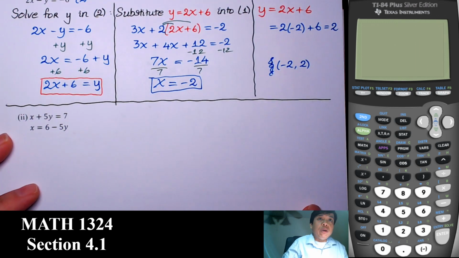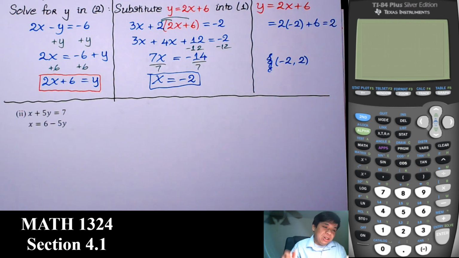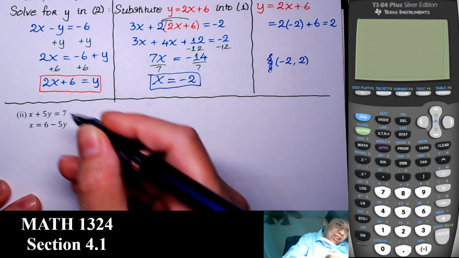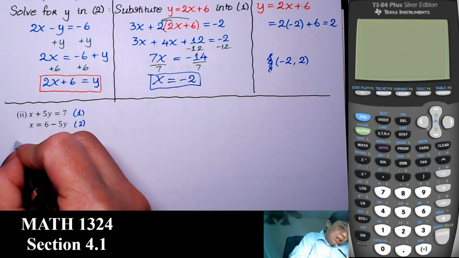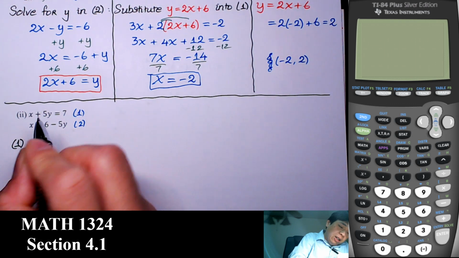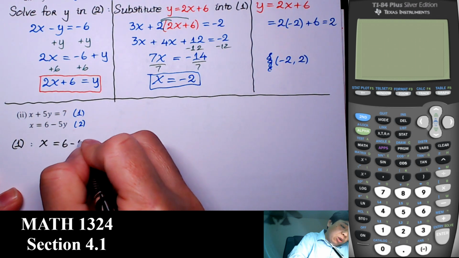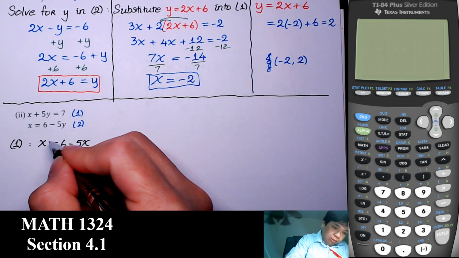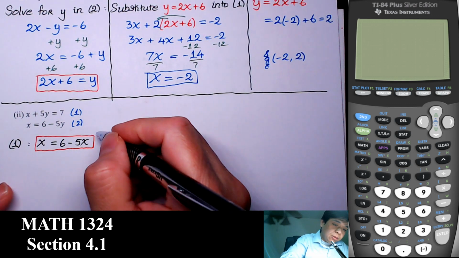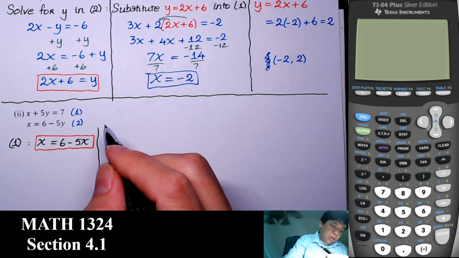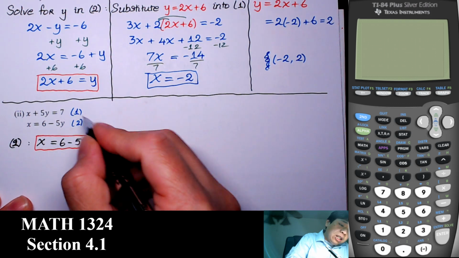Right. Now on to this equation. This is nice enough. We already have the substitution. We don't need to go any further. Just use it. So in the first equation, we already have x equal to 6 minus 5y, and we're just going to use it. Now we substitute that into the second equation.